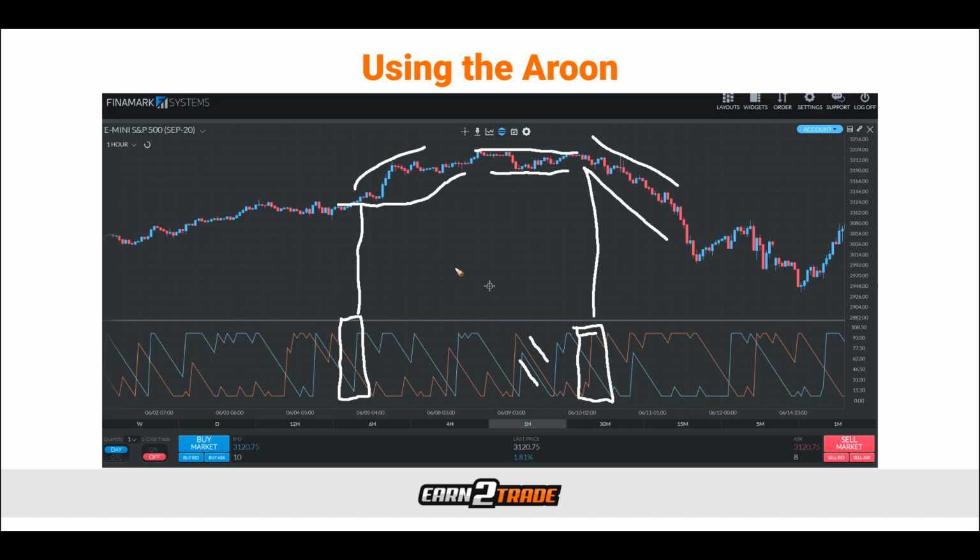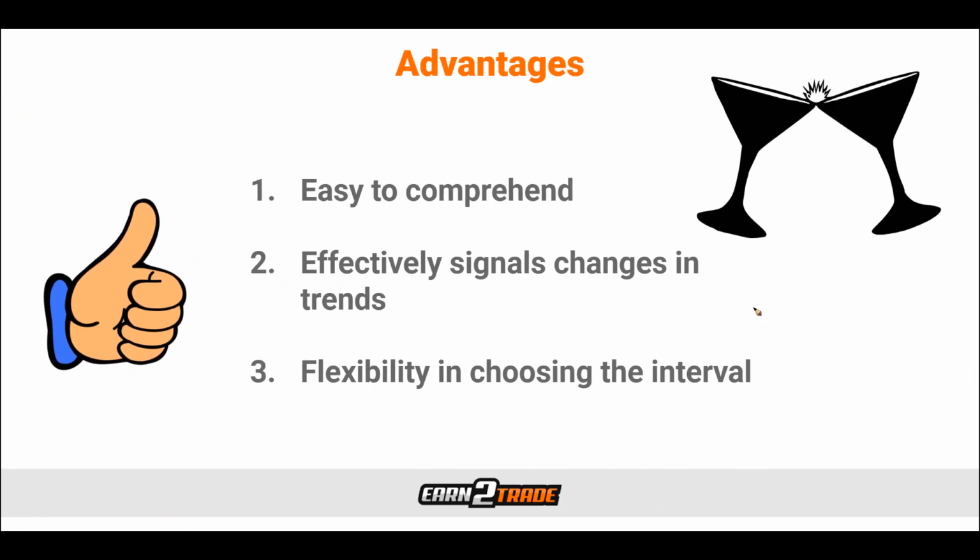And as a trader, what we want ideally is the market to move. Whether it's in one direction or the other, we need that movement. So we usually don't prefer times where the market goes straight sideways. So there are three main advantages that you could take away from using the Aroon. The fact that it's easy to comprehend is a big one.